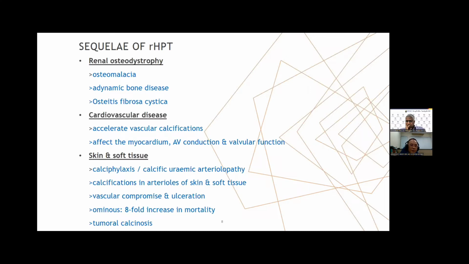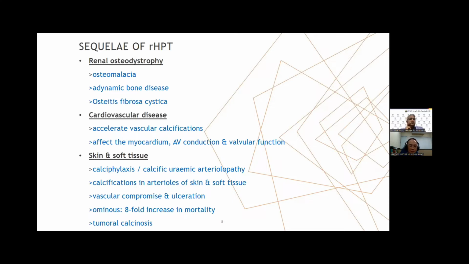valvular function. And the third thing is when the patient develops calciphylaxis, or the modern term is calcific uremic arteriolopathy, where it causes calcification in the arterioles of the skin and soft tissue. So eventually it causes vascular compromise and ulceration. And it is an ominous sign because patients with calciphylaxis have an 8-fold increase in mortality rates.